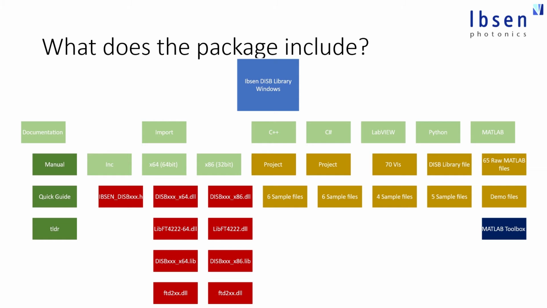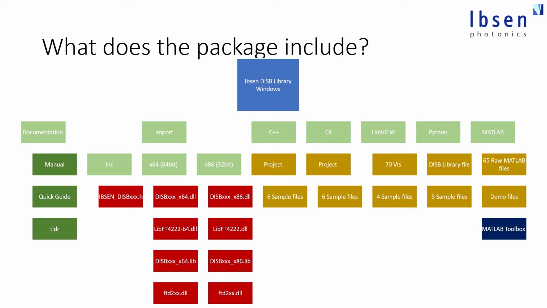You have sample code that allows you to either read or write different parameters to the DISB board, and there are also samples of how to acquire spectral data, both in a pretty simple bare-bone way, and also how to make the process as fast as possible if you want to achieve the highest frame rate possible.